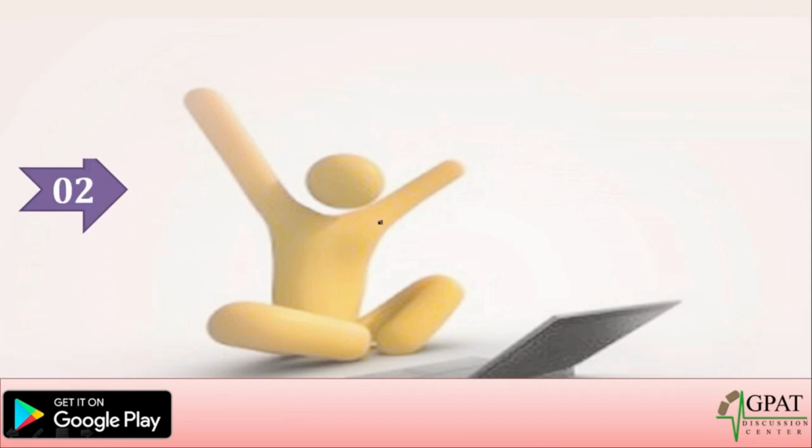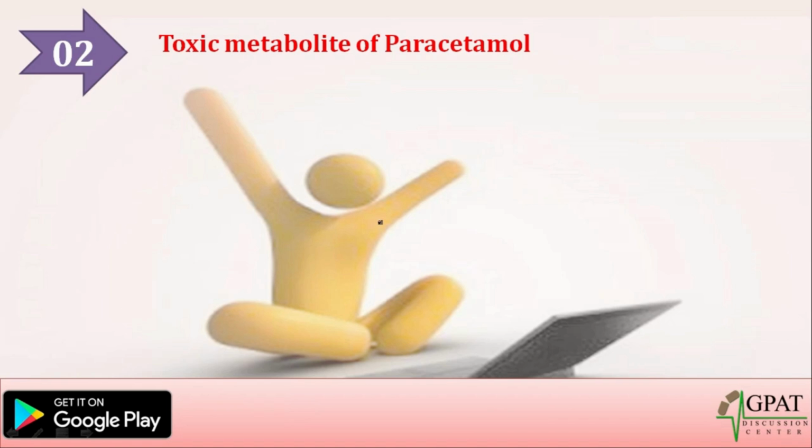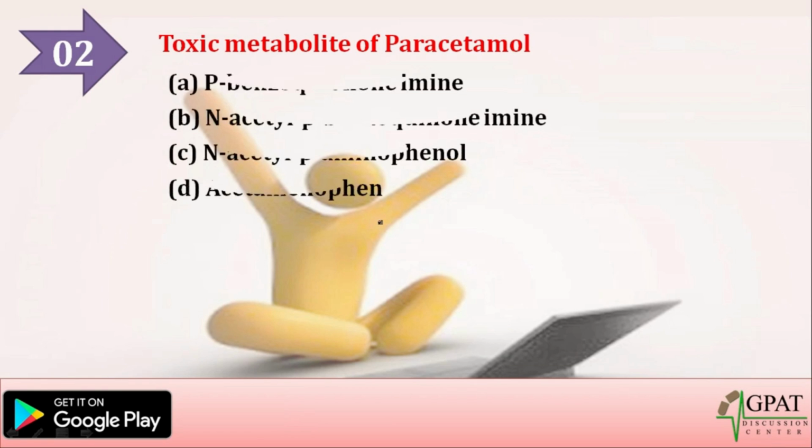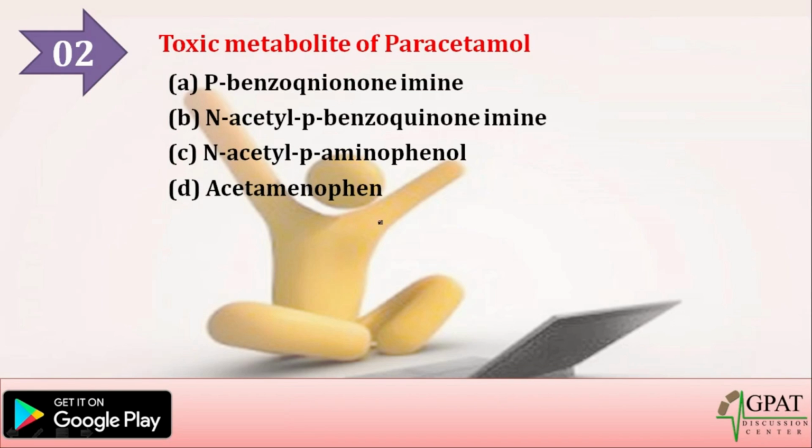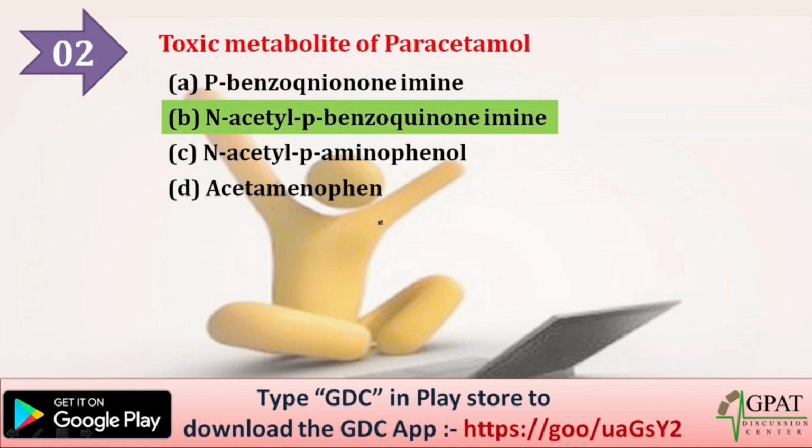So coming to the next question, what is the toxic metabolite of paracetamol? Here we have options: option A parabenzoquinone amine, option B N-acetyl parabenzoquinone imine, option C N-acetyl para-aminophenol, and option D acetaminophen. So which is the correct answer? The correct answer is N-acetyl parabenzoquinone imine, the toxic metabolite of paracetamol.